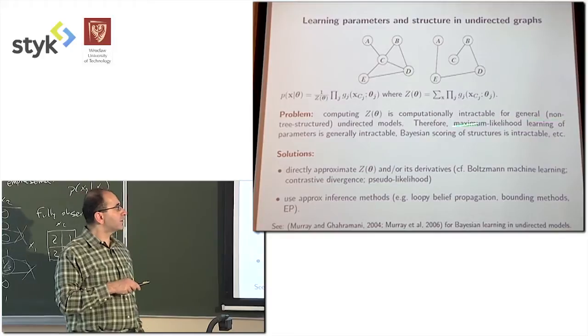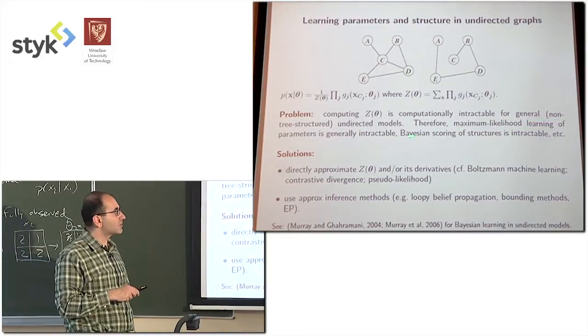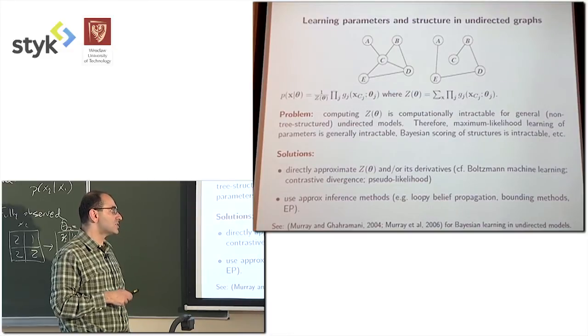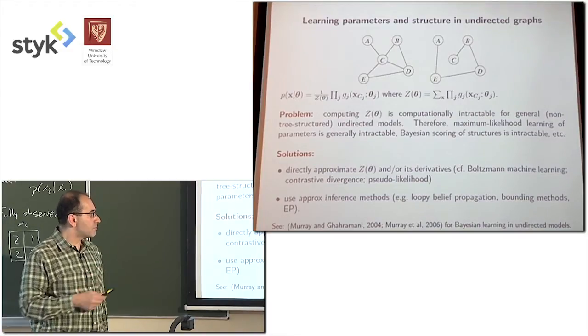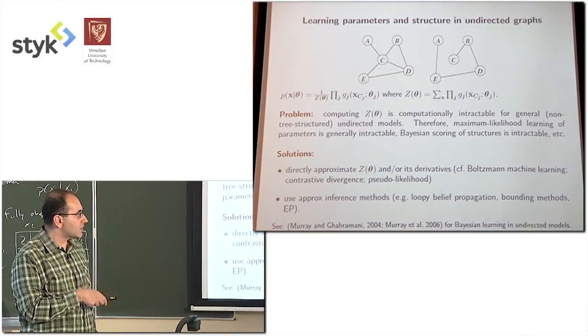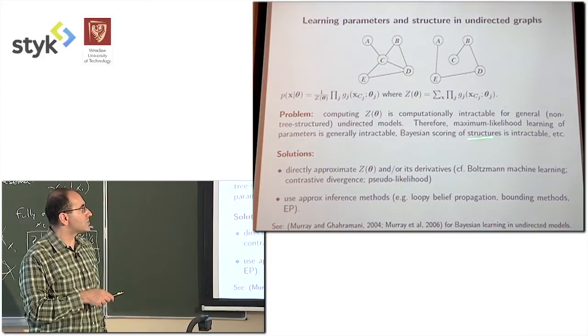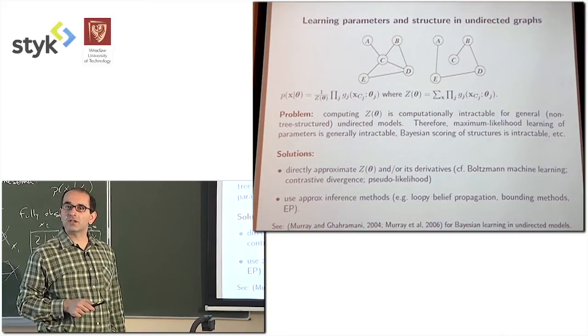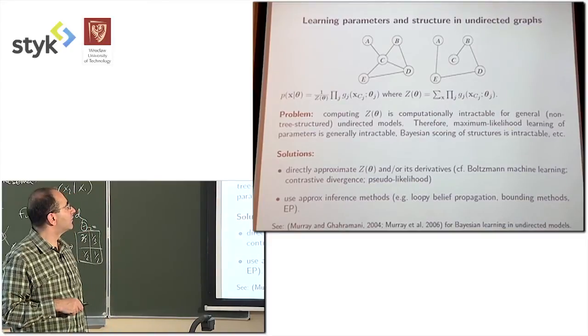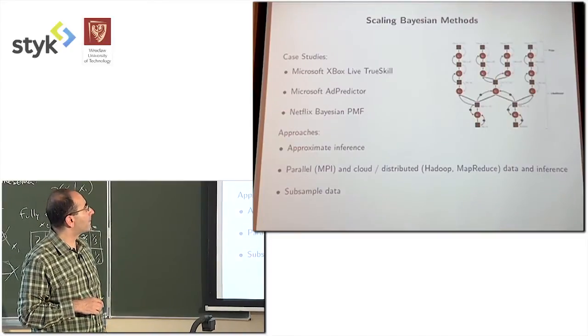So maximum likelihood learning of parameters is generally intractable. Bayesian learning of structures is also intractable. And there's some research that a bunch of people, including myself and my colleagues, have done on how to learn the structure of these undirected graphs. So if you're interested in that, I can give you more pointers to that. But it's a difficult problem.